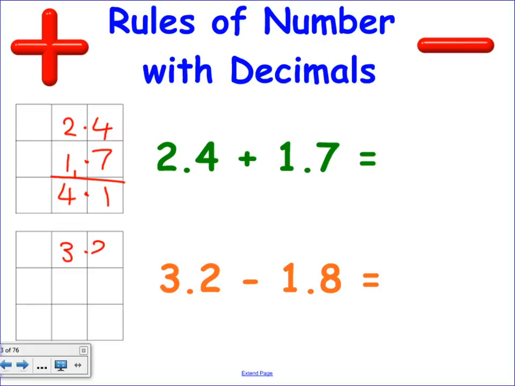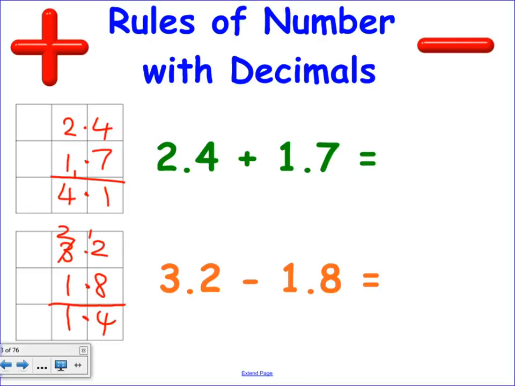Exactly the same process, 3.2 minus 1.8. So the biggest number has to go on the top for this to work. Put your total line in. 8 from 2 doesn't go. It's not big enough. So we convert the 3 into 2 plus another 10, because 10 tenths is 1. 8 from 12 is 4. 1 from 2 is 1. Don't forget your decimal points. Okay. Everyone happy with that?